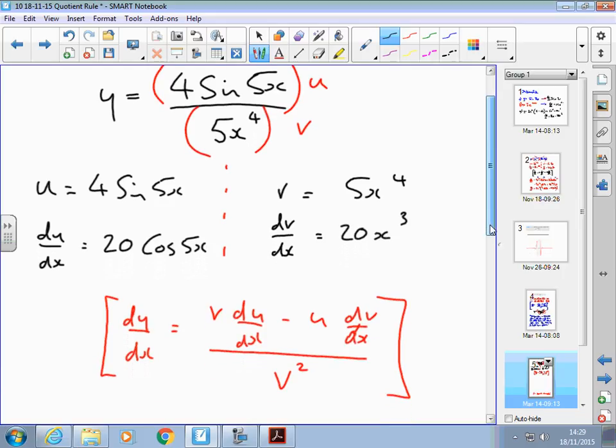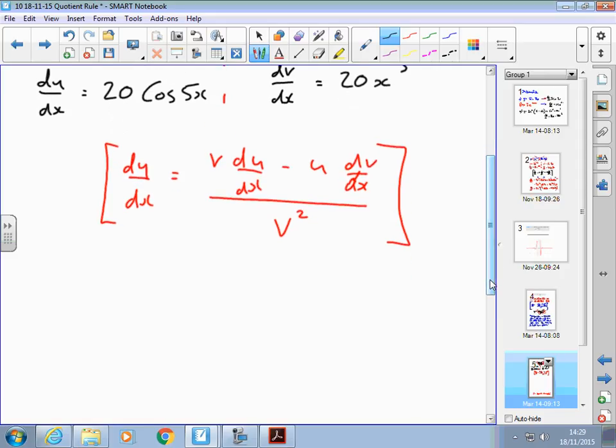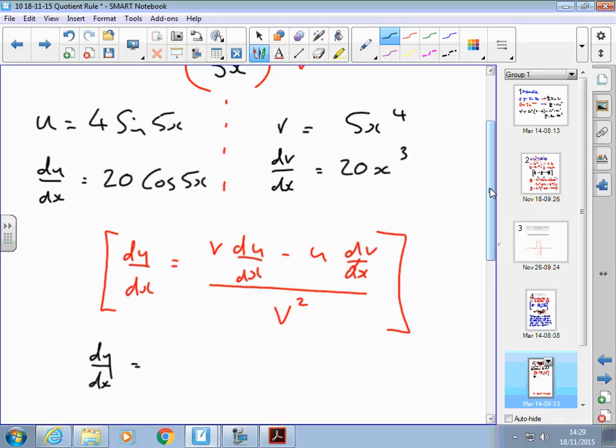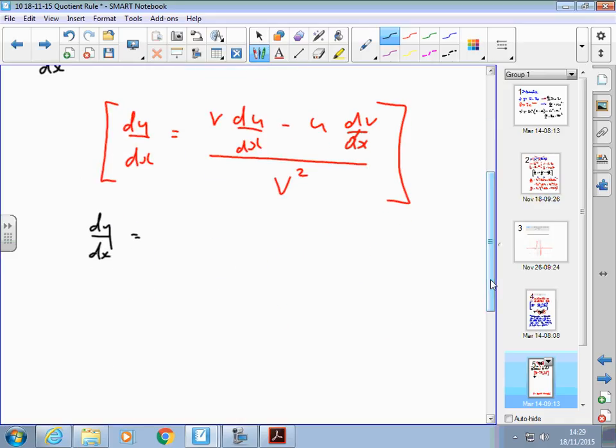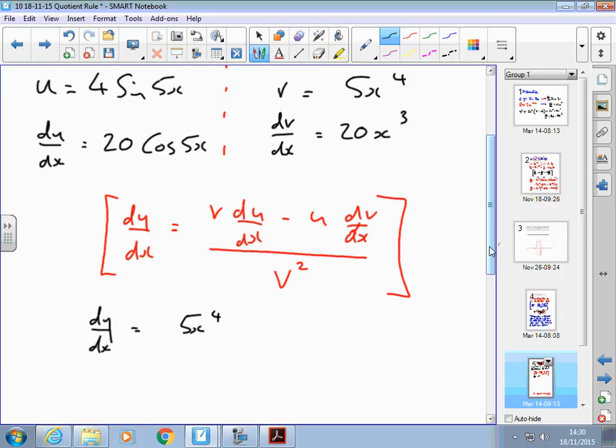Now, as before, if you're doing this in the assignment, I want you to state the rule. There it is, the quotient rule. And then we apply it. So dy by dx, and make sure your y's look like y's and your u's look like u's and your v's look like v's. I think it's a shame that they used y, u and v, because if you're not careful they can look the same. So v, what's v? Well, v is 5x to the 4. So 5x to the 4. What's du by dx? We've differentiated u to get 20 cos 5x, so that's what goes here.